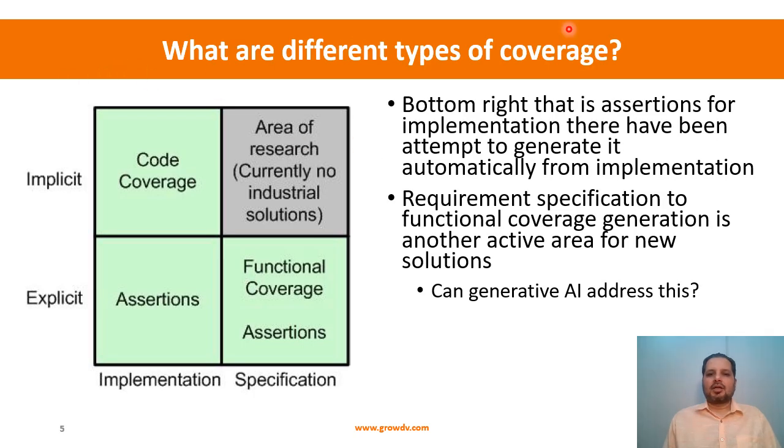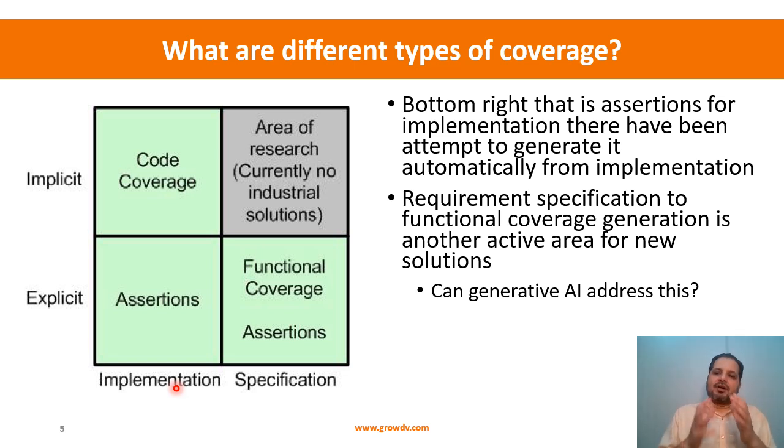Okay, let's understand what the different types of coverage are that are available. This is the four-quadrant diagram that I have picked up from the coverage cookbook. What it is trying to show us is that at the bottom, on the x-axis, we have two dimensions, implementation and specification, and on the y-axis we have the other two dimensions, called explicit and implicit. Now what does implementation mean? When you do any coverage, we are interested in two areas.